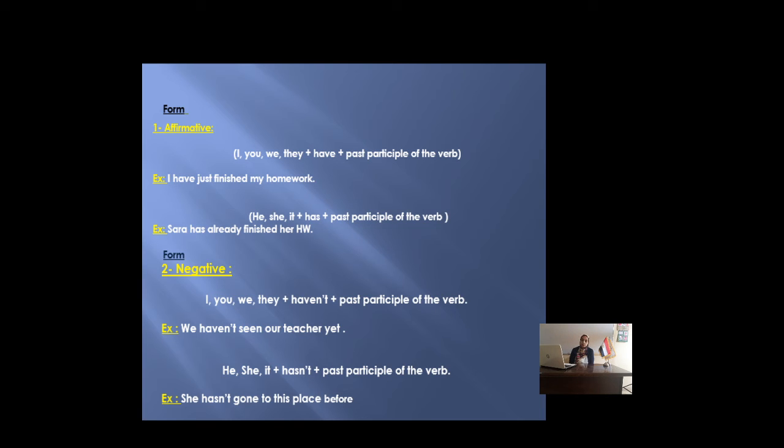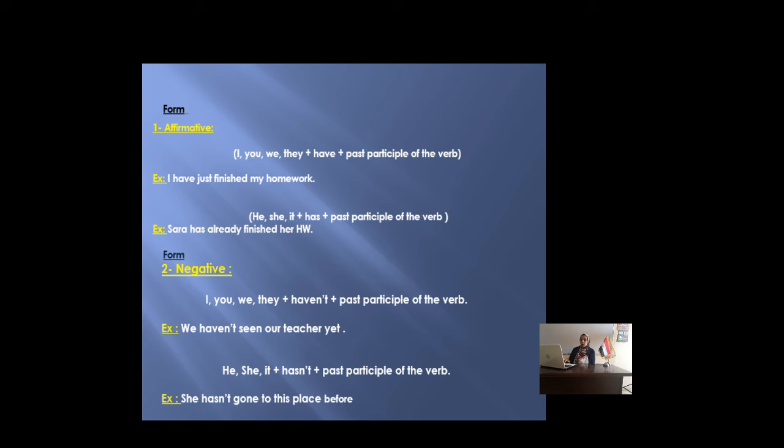The negative form, what do we have to do? We have our helping verbs already in the sentence. We put haven't or hasn't. We don't use anything else. I, we, you, they, haven't plus the past participle of the verb. We haven't seen our teacher yet. And he, she, it hasn't plus the past participle of the verb. She hasn't gone to this place before.